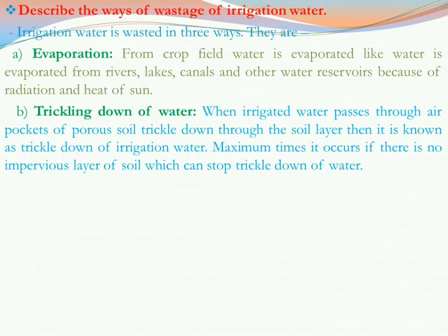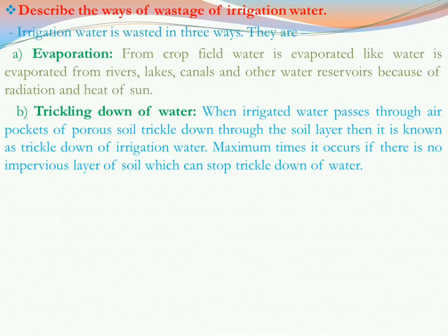Most of the time it occurs if there is no impervious layer of soil which can stop the trickling down of water. That means we have to make another solid layer under the cropland above the layer of soil, because that layer doesn't let water go downward. So that is another way we can stop trickling down of water.